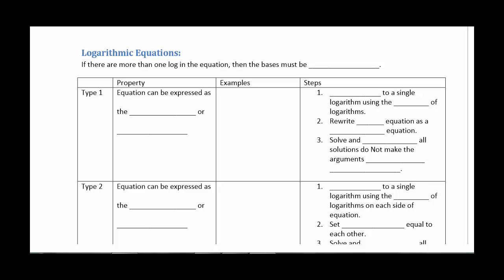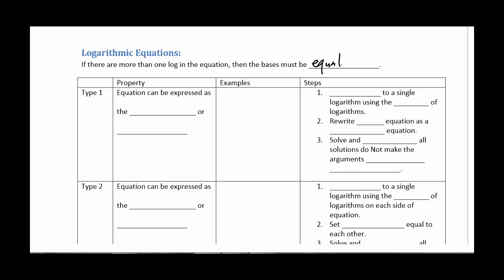All right, our next type is logarithmic equations. If there's more than one log in the equation, then the bases must be equal. There are two types that we're going to look at, and it depends on the number of log statements we have and where they are in relationship to each other.